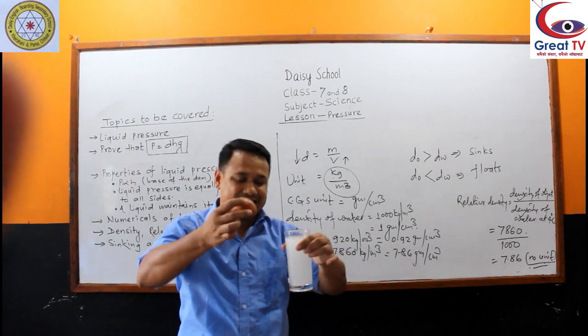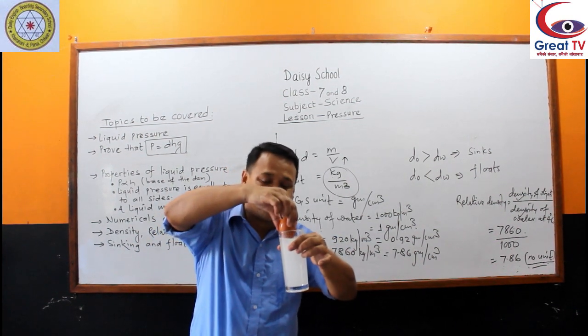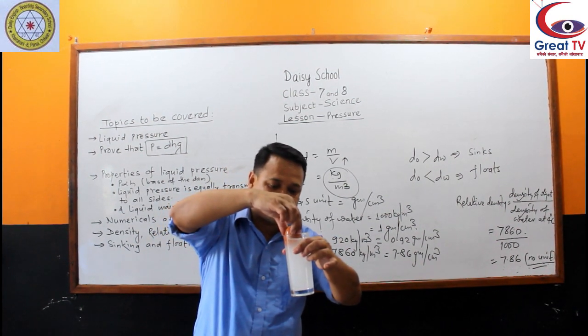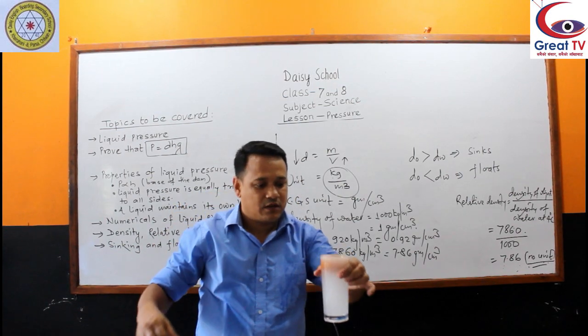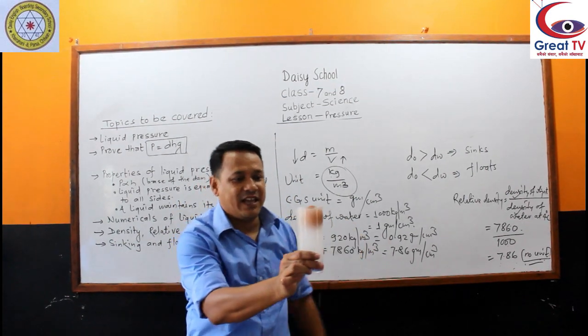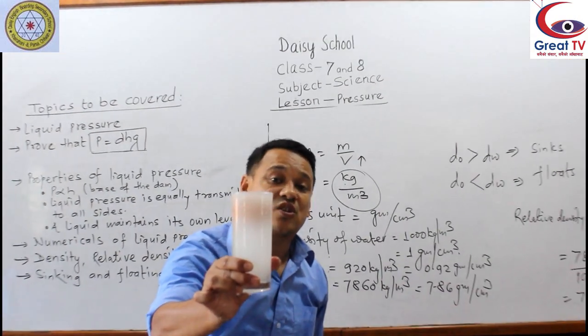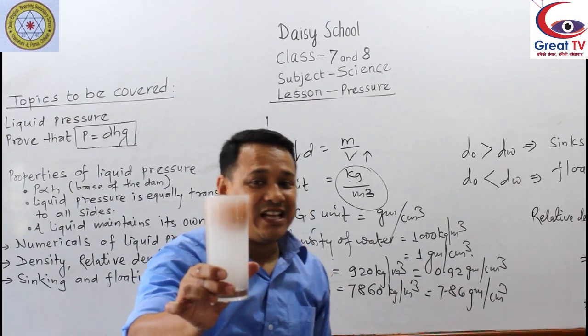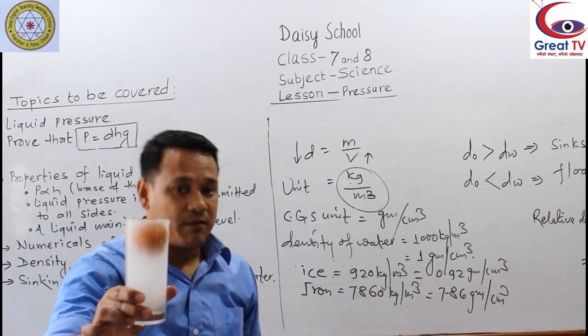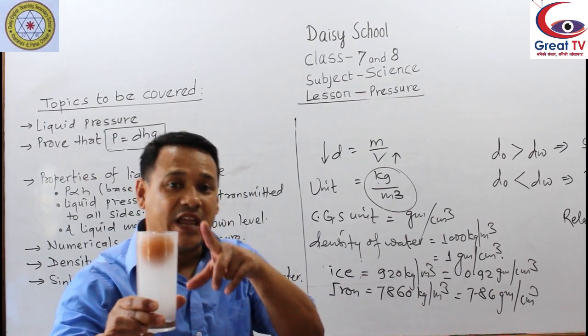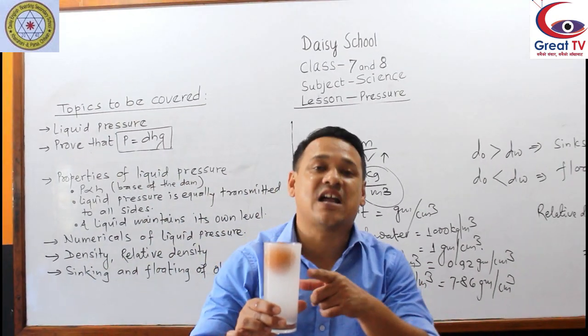Again, put this same egg in this salt solution. Will it sink or float? Let's check. So you can find the egg is floating. The egg is floating in the salt solution. Why? Because the density of egg is less than the salt solution.